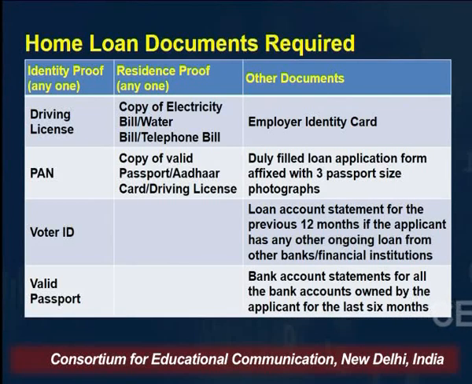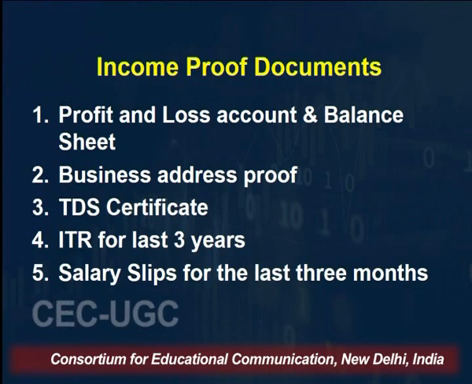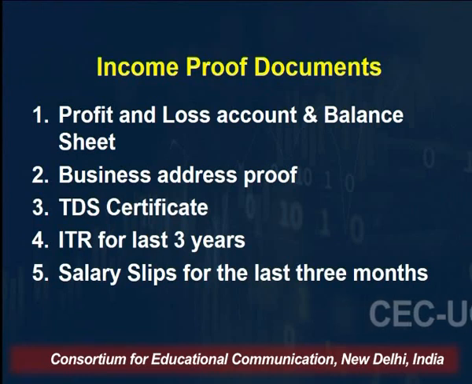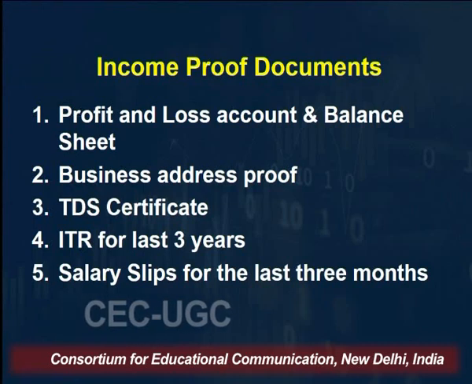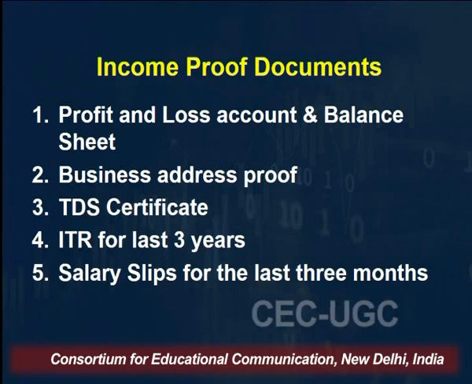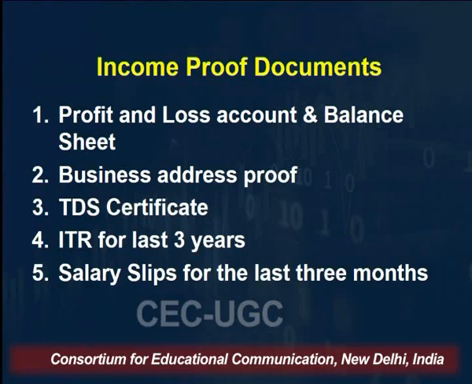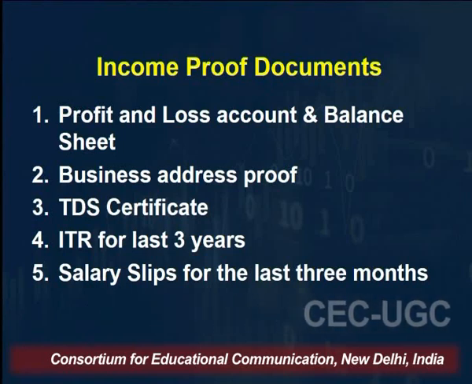So, in case of the other documents, we need a valid passport, that is the bank account statements for all the bank accounts owned by the applicant for the last 6 months. Now we have the income proof documents: the profit and loss account, the balance sheet, the business address proof, the TDS certificate, that is the tax deducted at source certificate, the ITR, that is the income tax return for the last 3 years, and the salary slips for the last 3 months.